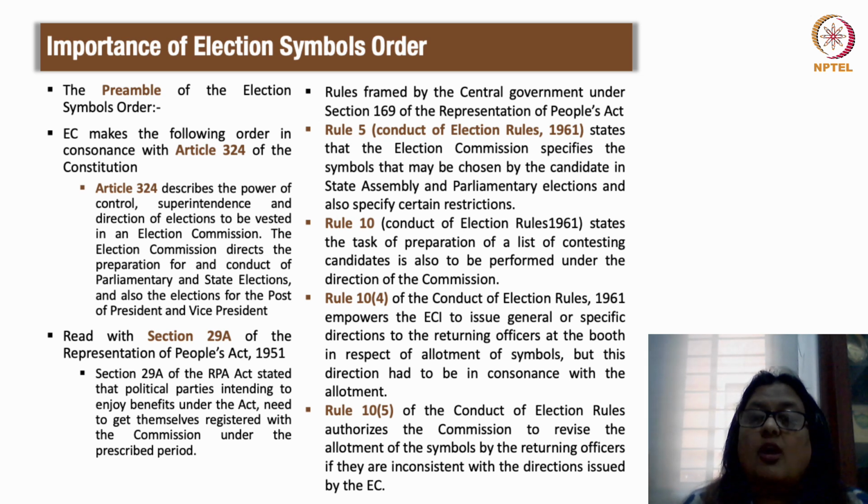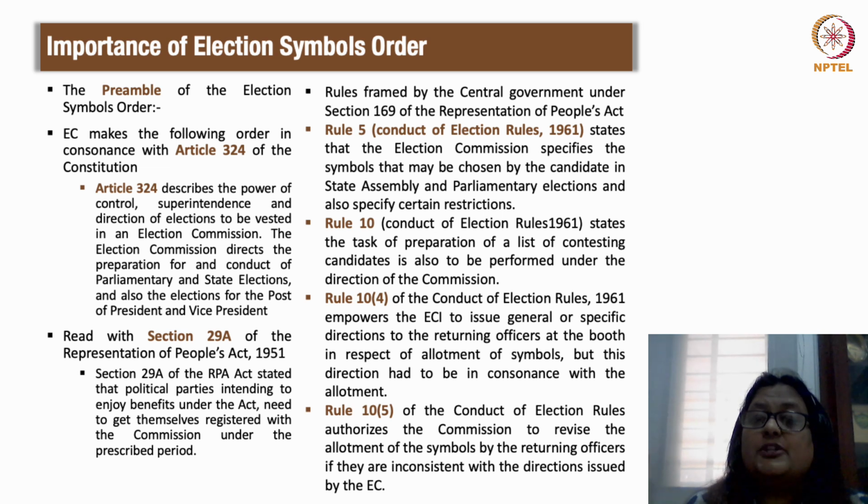Commission. The conduct of election rules empowers the Election Commission of India to give general or specific directions to the returning officer. During the conduct of election, the officer, such as the returning officer, plays a very important role during the election process. So, as such, his powers are also vast. But the direction has to be in consonance with the allotment. So, the allotment of symbols, the symbols order, plays a very important role for the conduct of elections.